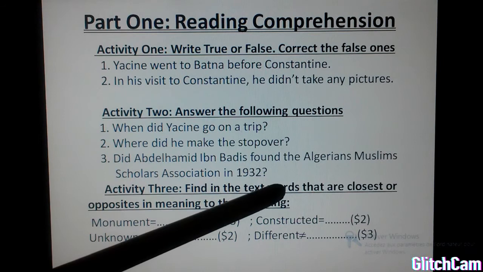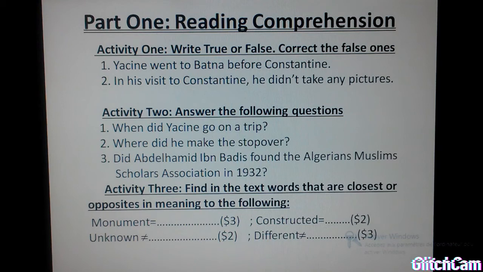Activity 3, find in the text words that are closest, means synonyms, or opposites in meaning to the following. Monument, you find it in the third paragraph. Unknown, second paragraph. Constructed, second paragraph. Different, third paragraph. Alors, here, I'd like to tell you something very important.